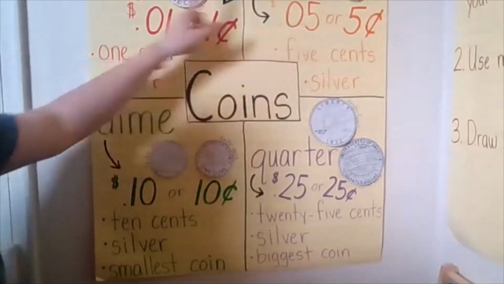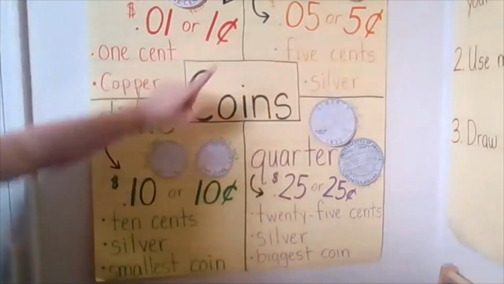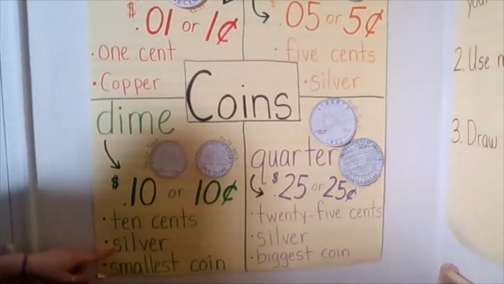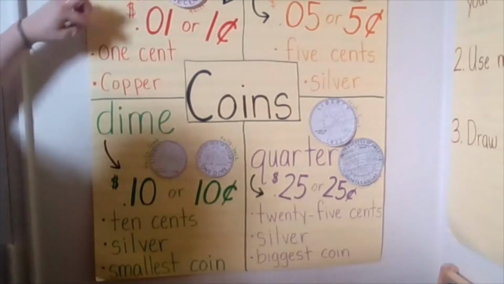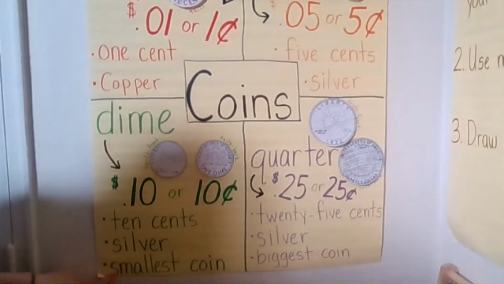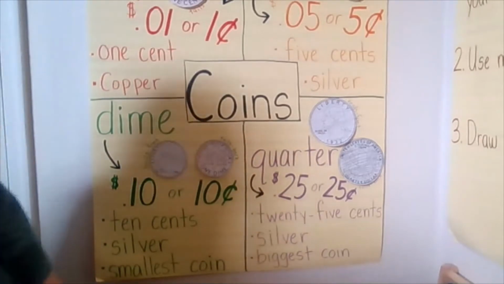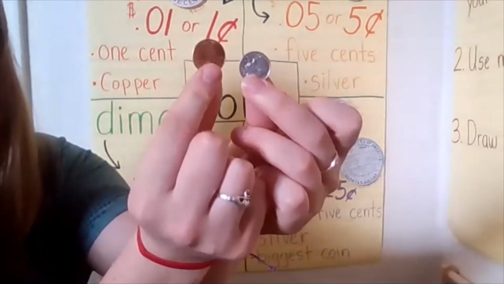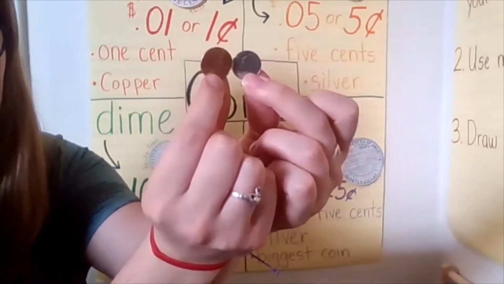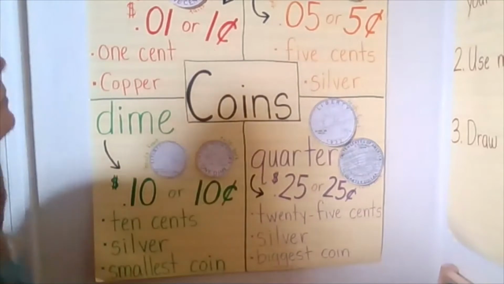So a dime is worth more than a nickel and a penny because 10 cents is more than 5 cents or 1 cent. A dime is also silver, just like a nickel. So a dime is different than a penny because a penny is copper while a dime is silver. A dime is also the smallest coin. So we can contrast a penny and a dime by their size. So you can see that a dime is way smaller than a penny. So that's one way that we can contrast coins, is by their size.